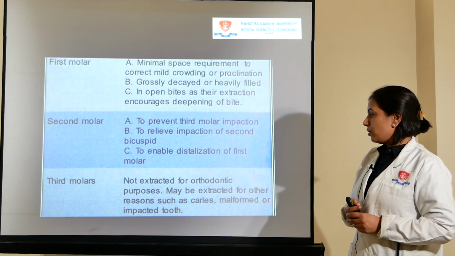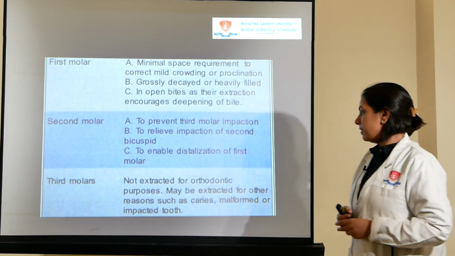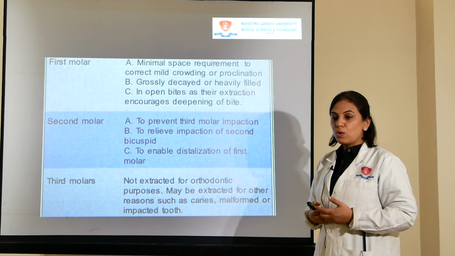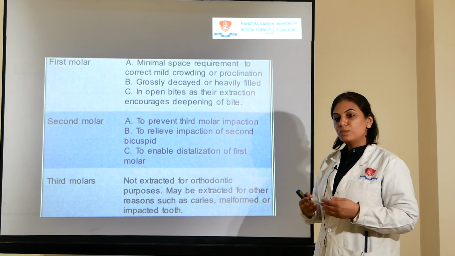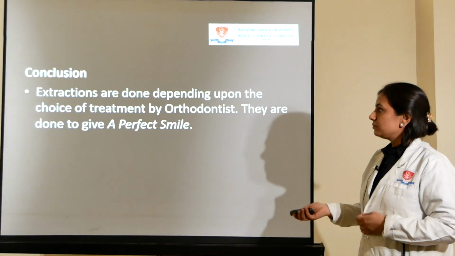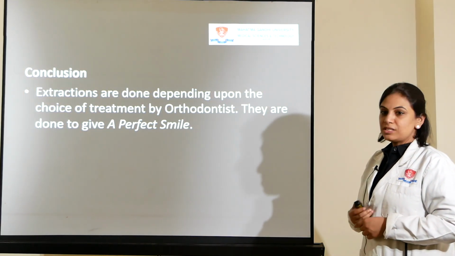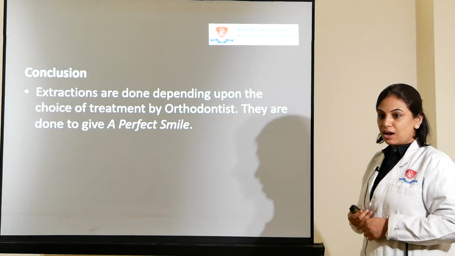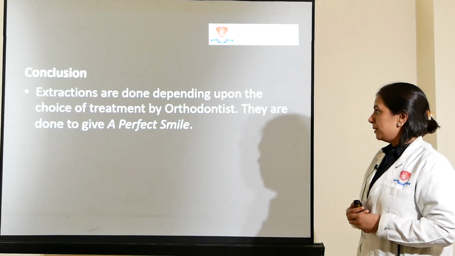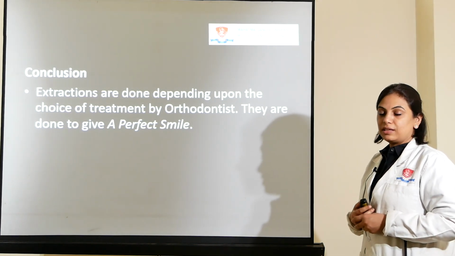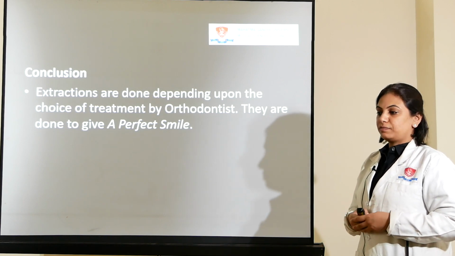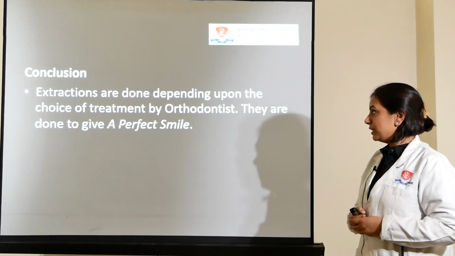Third molars are again not extracted for the purpose of orthodontics, but may be extracted if they are impacted, malformed, carious, or we need to distalize the whole segment up till the second molar. So we extract the third molars and take the full arch back. So to conclude, extractions are basically done to gain space in the arch or to correct the sagittal interarch relationships, and they are the choice of space gaining method for orthodontists in case of space requirement of more than 5 millimeters.